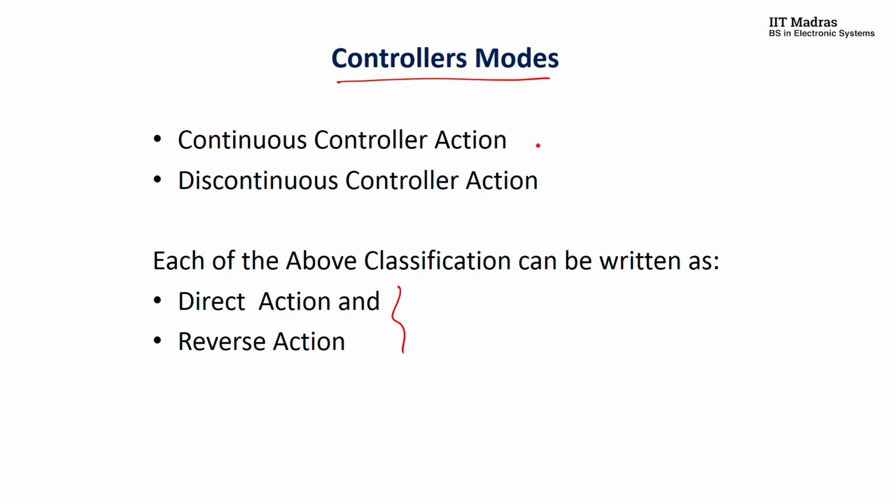Now the second classification we have is direct control action and reverse control action. Direct control action means that as the error increases, the controller output also increases. So if the error is increasing, the controller output will also increase. Reverse action means that if the error is increasing, the controller output is decreasing. This we can relate to certain examples which we will see as we move on in this module.